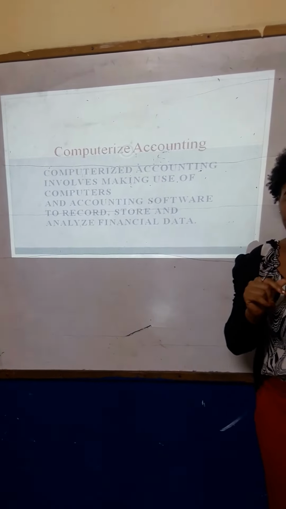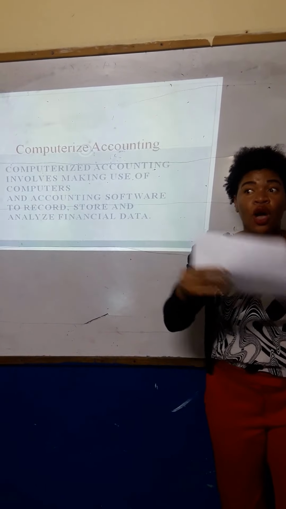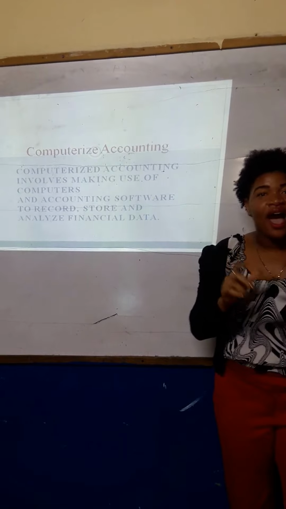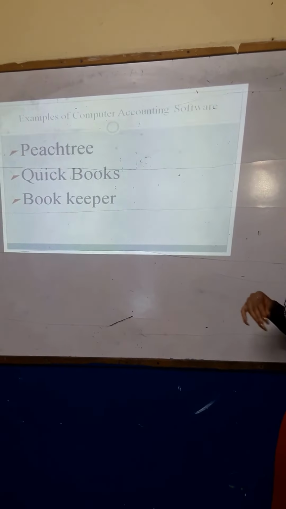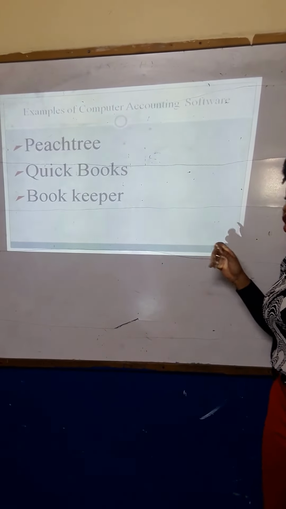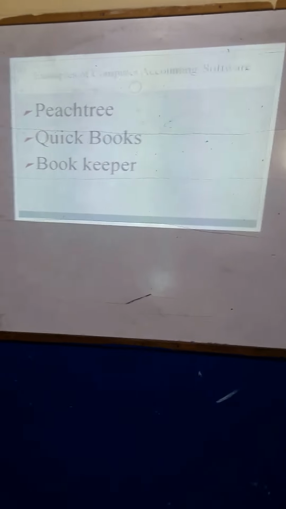So small businesses and large businesses use computer software in order to manage their business financially, deal with their suppliers and their creditors and debtors. Examples of computer software are Peachtree, QuickBooks, and Bookkeeper. So let's see what they are.